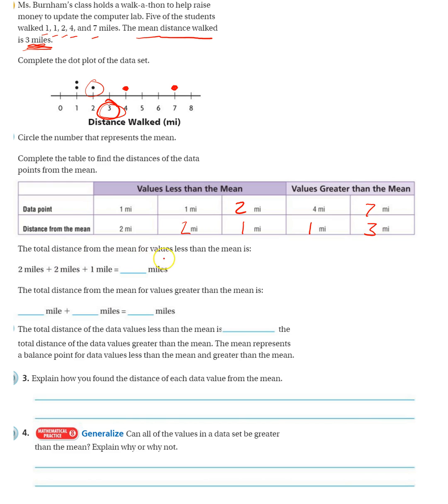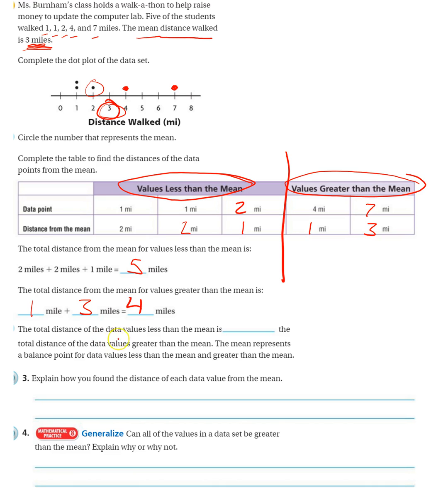Total the distance from the mean for the values less than. The total distance from the mean for values less than the mean is, so we're separating the data out. These are values less than the mean. These are the ones greater than the mean. So 2 plus 2 plus 1, 5 miles. The total distance from the mean for the values greater, 1 plus 3, which is 4 miles.